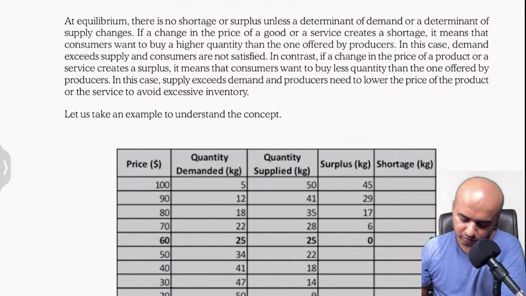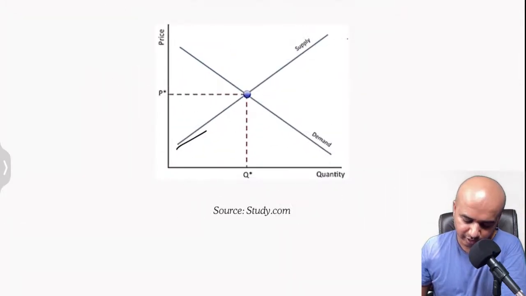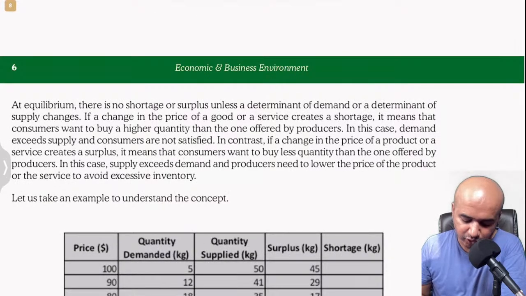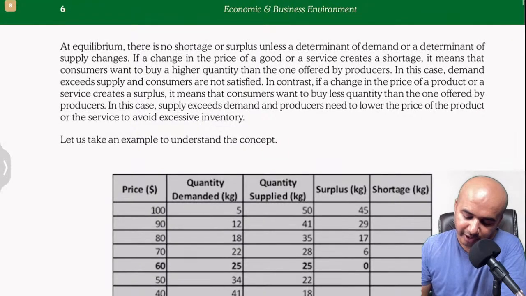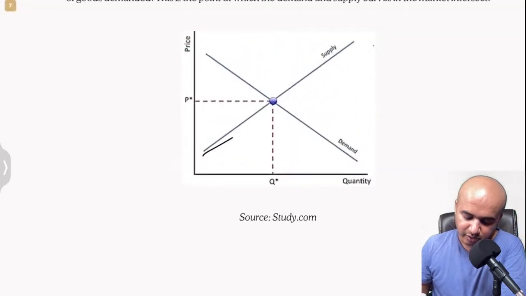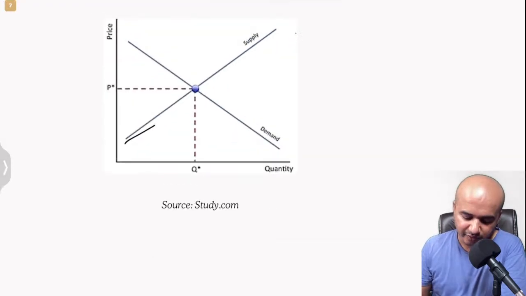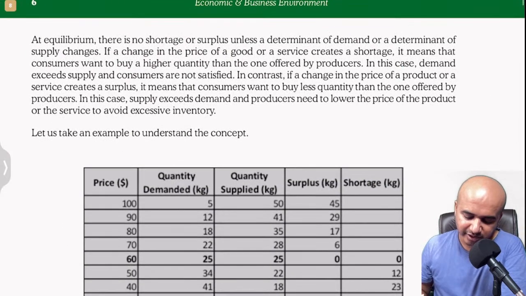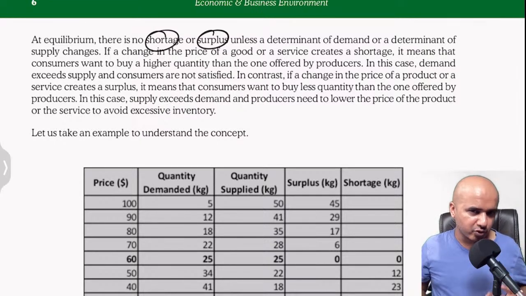Okay, so now there is this intersection. So let's see what exactly they're saying about that. At equilibrium, there is no shortage or surplus unless a determinant of demand or determinant of supply changes. So determinant means one of the factors affecting demand or supply. So here this is the equilibrium point wherein the law of demand and the law of supply actually intersect. So they say there is no shortage or surplus. That means the perfect amount of goods are being supplied.